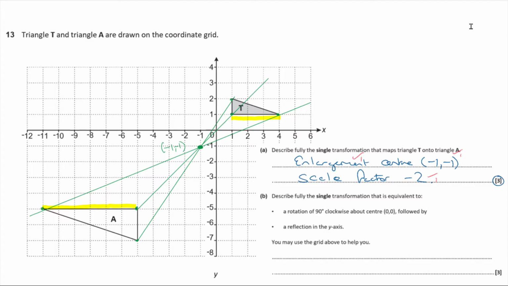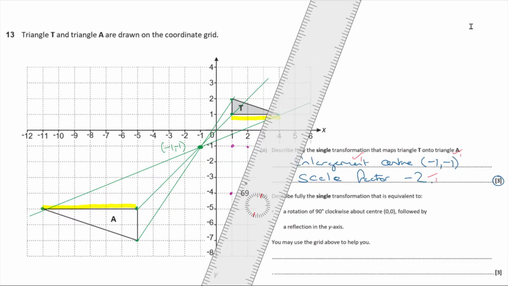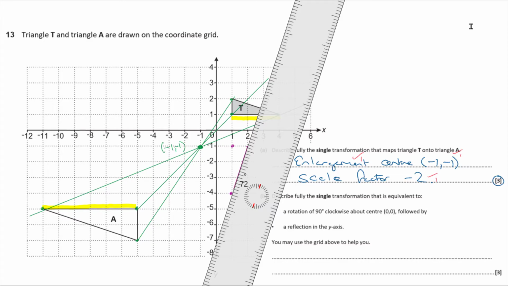Okay, and then part B says, describe fully the single transformation that is equivalent to a rotation of 90 degrees clockwise about the center 0, 0, followed by a reflection in the y-axis. Okay, so we could probably do that to one of our triangles and see what happens. So if I take triangle T and I rotate it 90 degrees about the center clockwise, then this bottom left corner is going to rotate round to here. The top corner is going to go to there, and the 4, 1 is going to go to 1, -4 down here. So my triangle is going to look like this. Okay, after the first step. So after the first step it goes here.